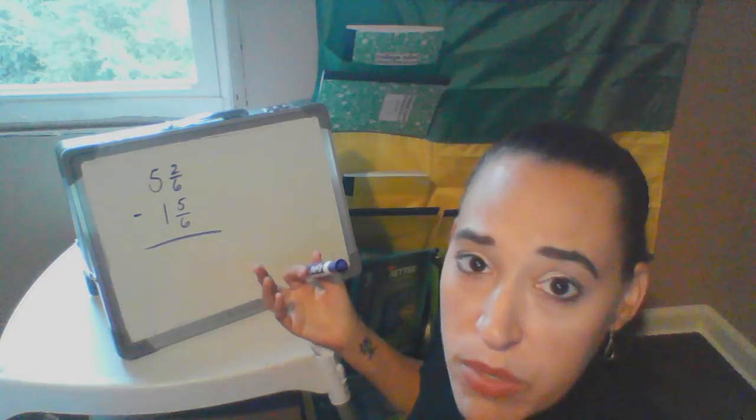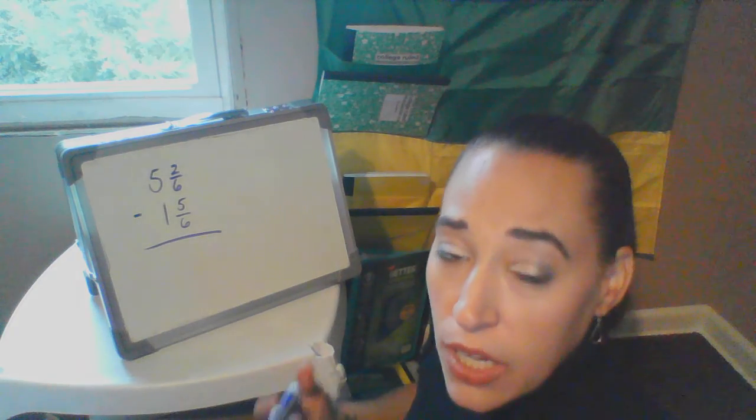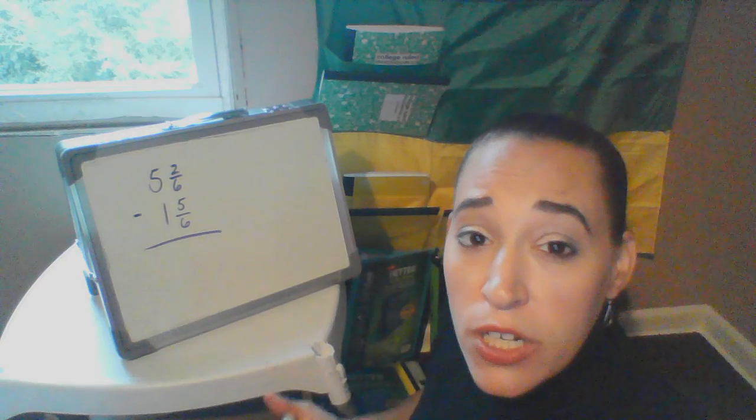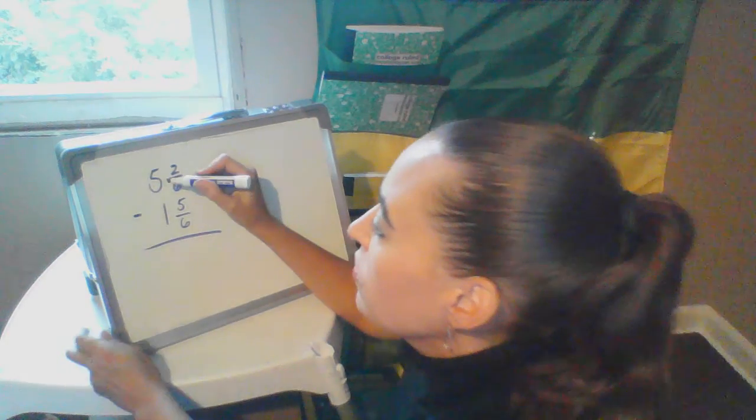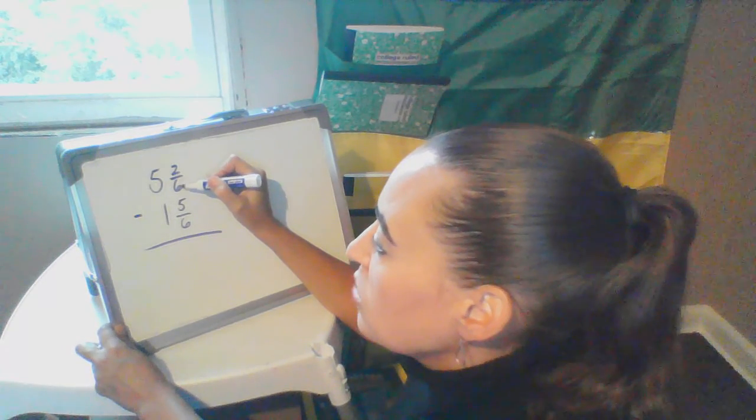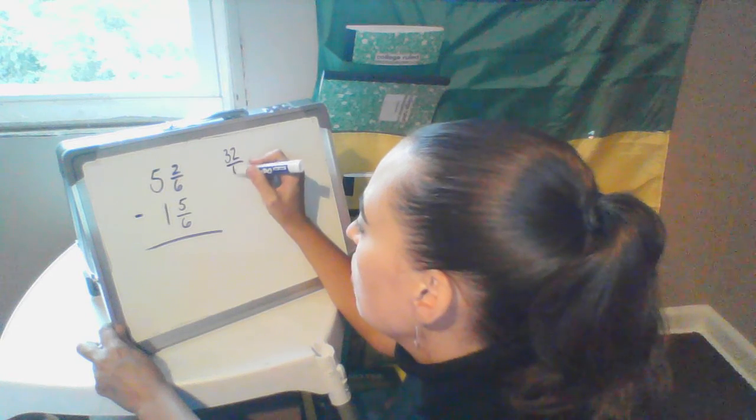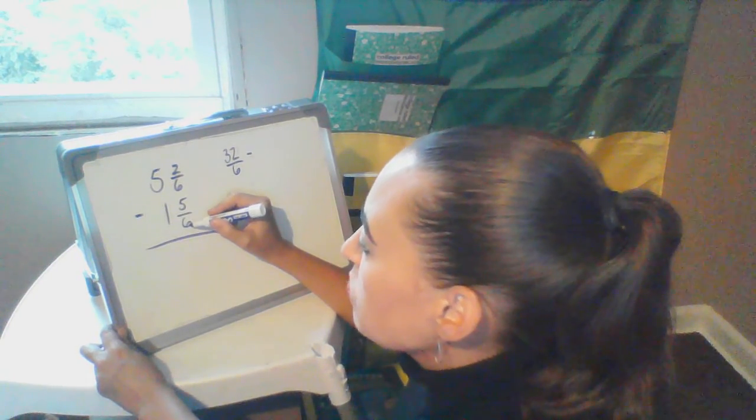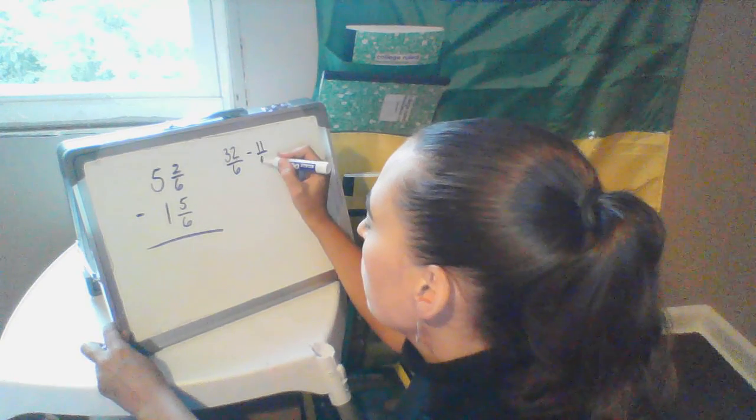So again, the first step is to look. So I look and I have a 2. I can't take 5 away from 2. So right away I'm like, okay, I got to do the regrouping. Well, let's try and see if we can convert it into an improper fraction. Let's see if it works that way. So 5 times 6 is 30, plus 2 is 32. So I have 32 over 6 minus 1 times 6 is 6, plus 5 is 11 over 6.